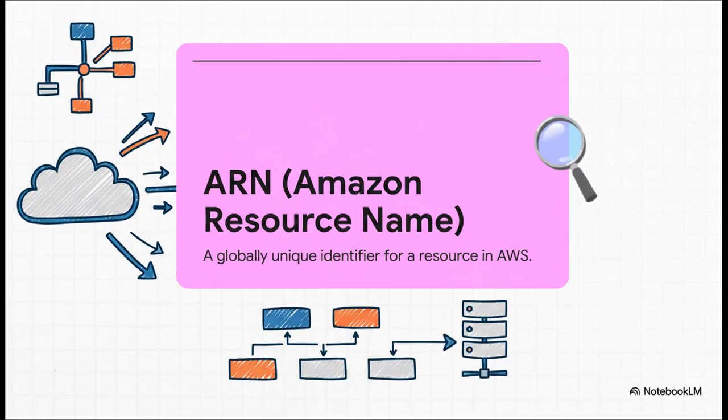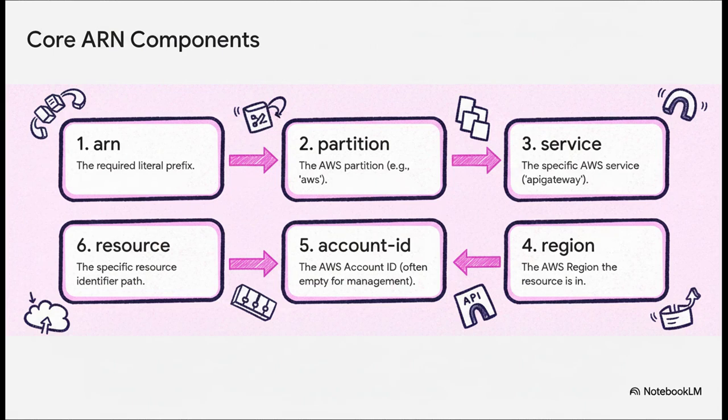So what is an ARN, really? The simplest way to think about it is like a unique street address. In the huge, sprawling city that is AWS, an ARN is the one and only address that points to one specific thing, whether it's a Lambda function, an S3 bucket, or in our case, an API Gateway endpoint. Every single ARN is built from the same 6 parts, no exceptions.